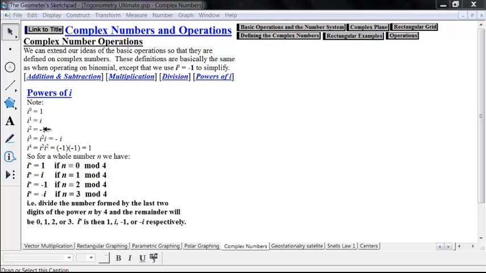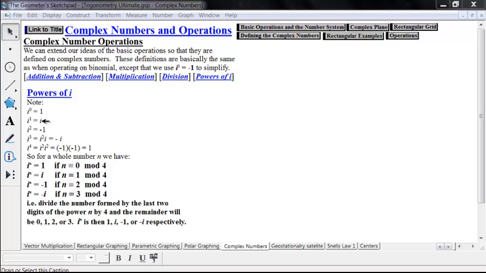Pretty much by definition, i squared is negative 1. So now what happens for i cubed? Well, i cubed should be i squared times i because we want our properties of exponents to work like normal. So i squared is negative 1, so i cubed is negative i. But then look what happens when you get i to the fourth. i to the fourth is i squared times i squared, so it's negative 1 times negative 1, which is positive 1. So i to the fourth, you're back up here at 1.